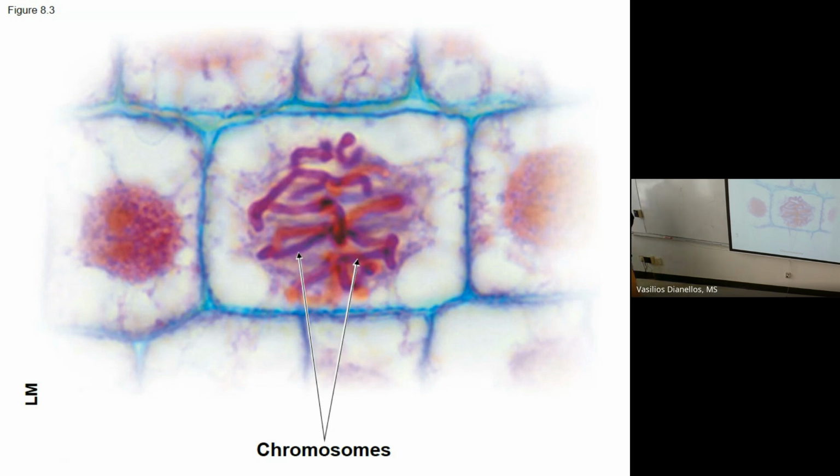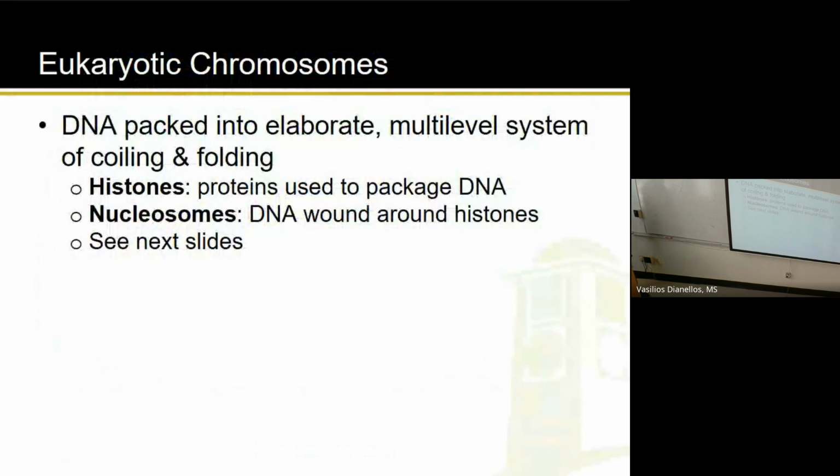All right. So, again, talking more about this idea of chromatin, which is half DNA, half protein. That's where we get this right here. And to answer your question about how it fits in there, well, the DNA is packed into an elaborate multi-level system of coiling and folding.